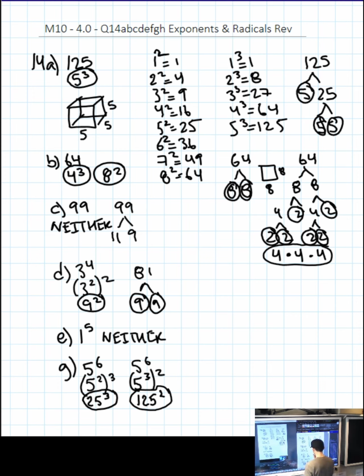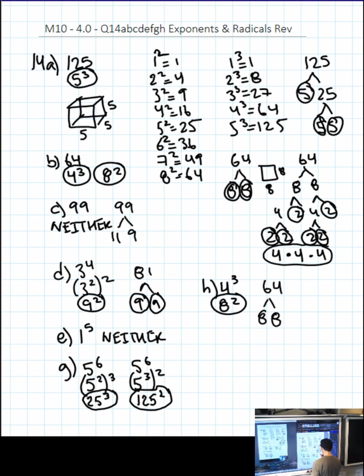Okay, H. So I'm going to do that a little bit up to the right in a nice column. So we have 4 cubed. Now 4 cubed is 64. 4 times 4 times 4. And we learned earlier that 64 is 8 times 8. So we know it's 8 squared.